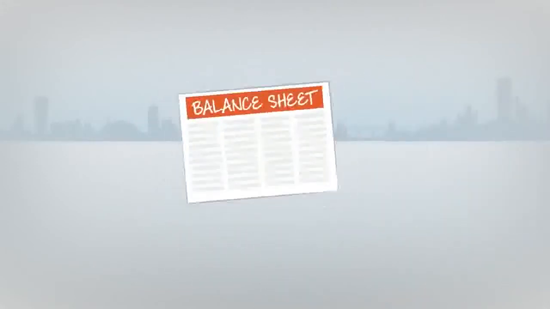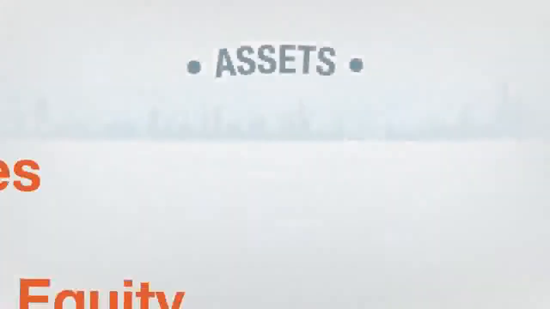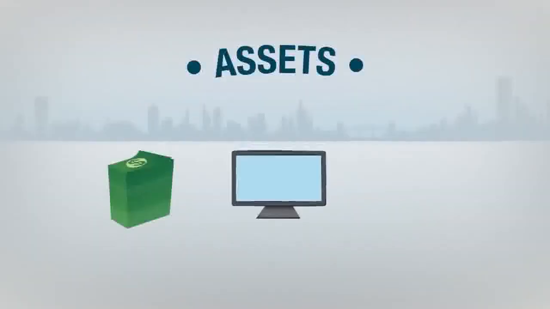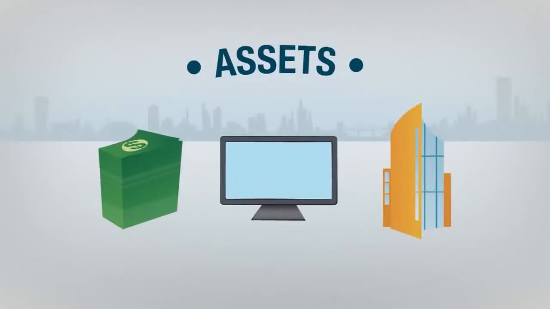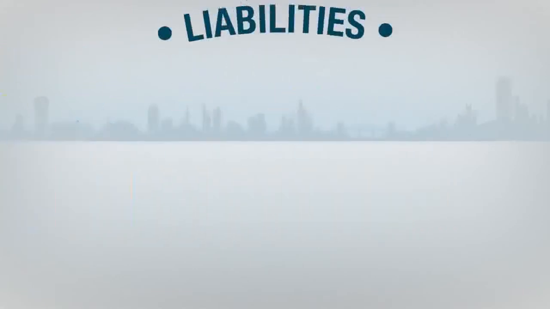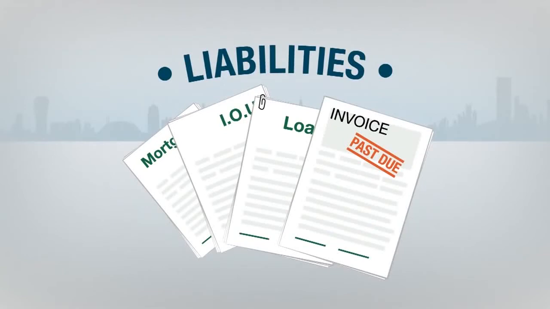Let's start with the balance sheet. This document compares the company's current assets to its liabilities and owner's equity. Let's define these terms. First, we have assets, which are items the company owns and have the potential to provide future value. Assets are usually comprised of cash, equipment, and property. Next are liabilities. Liabilities are usually debts or accounts that need to be paid.